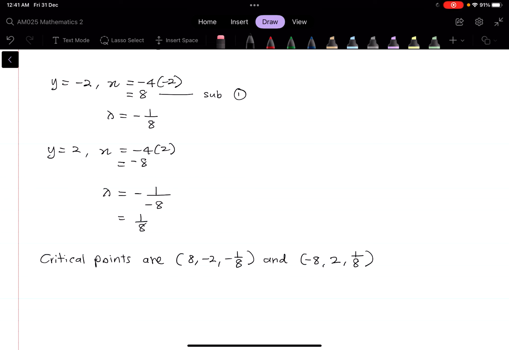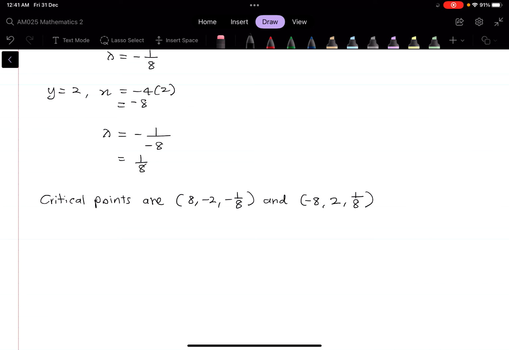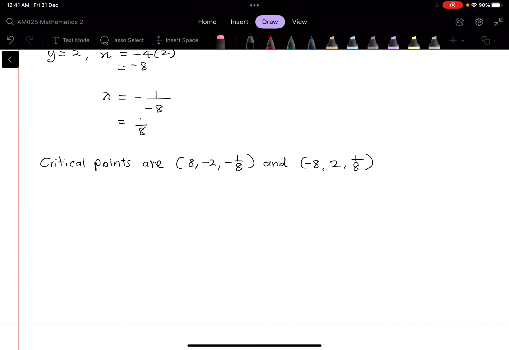Yes, that's our points. Now let us determine which one is the maximum point and which one is the minimum point. How to determine these points is by finding the function value. So let us substitute our points into the function f. What is our function f? Let me write down the function f again. Our function f is 2x minus y minus 1.